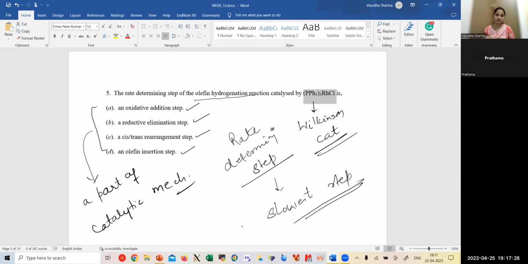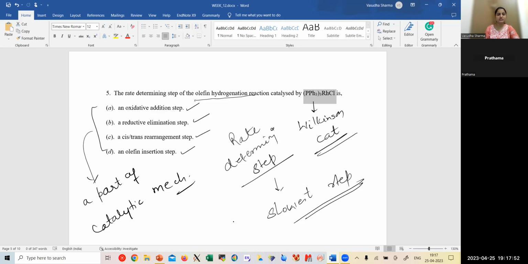So actually this is not something related to your mechanism. This is a bit more study or theoretical thing. From studies, we get to know which among the four is the rate determining step. So, do you have an idea, or shall I just let you know the answer? Because I already covered this. I think the option will be A.